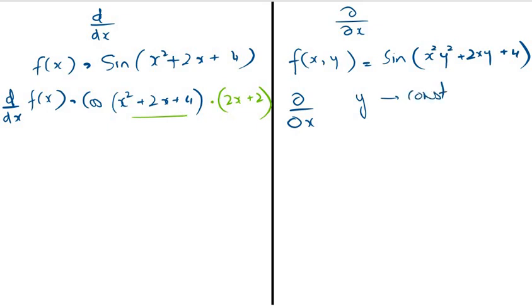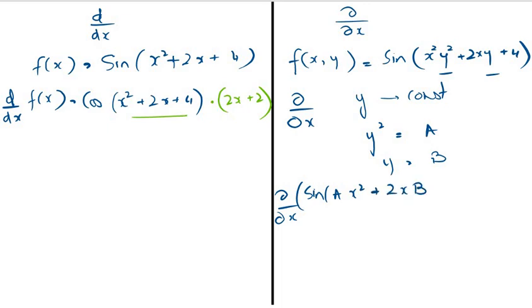So there are two y terms, that's one y term and that's another term. So we say y squared is equal to a and y is equal to b. So let's write the function. Partial derivative with respect to x, and we'll write the function as sine of a x squared plus 2xb plus 4.